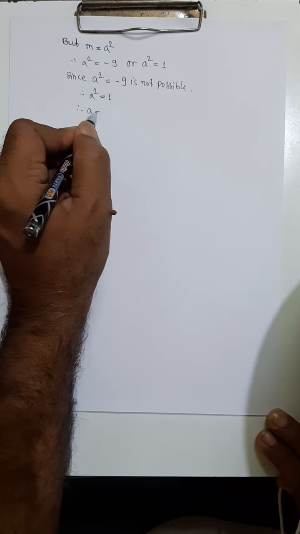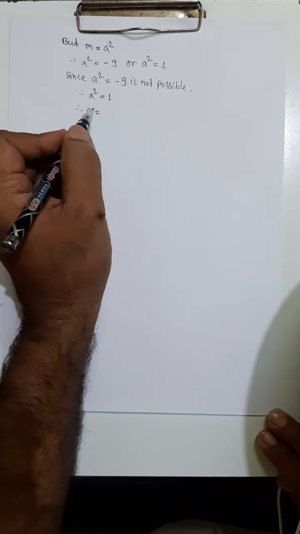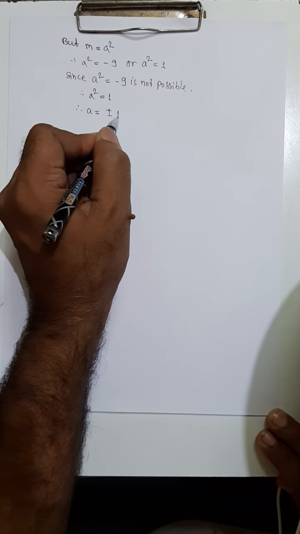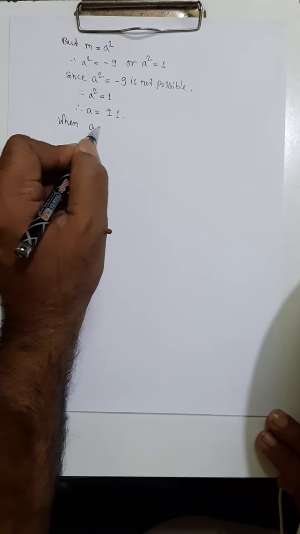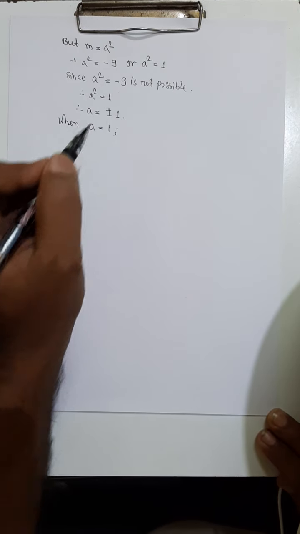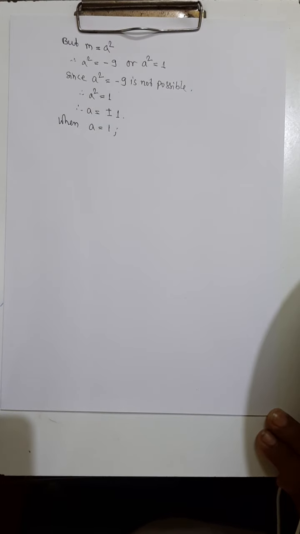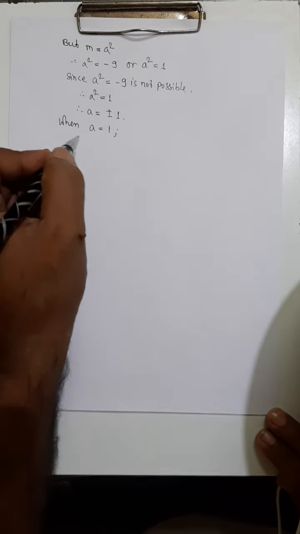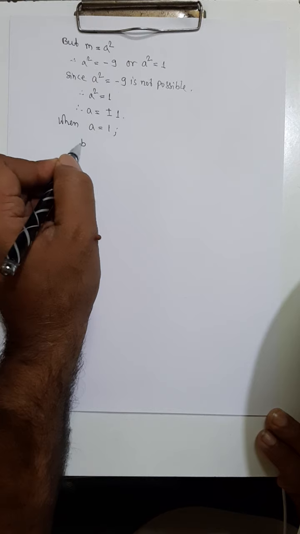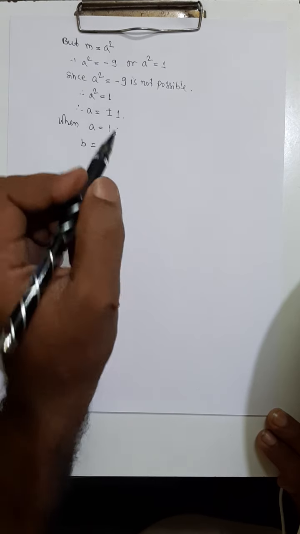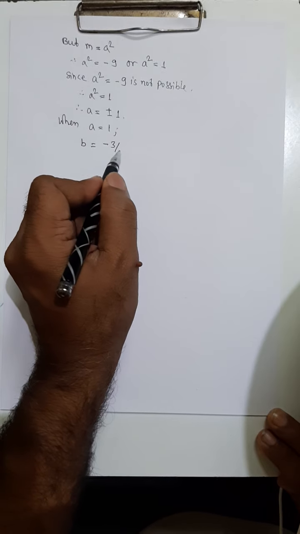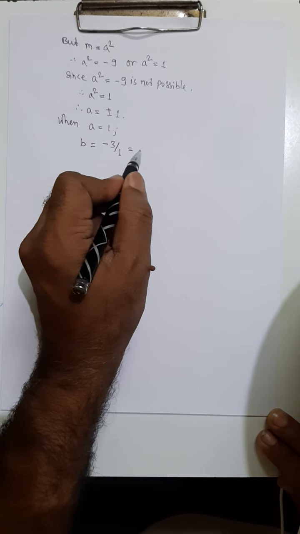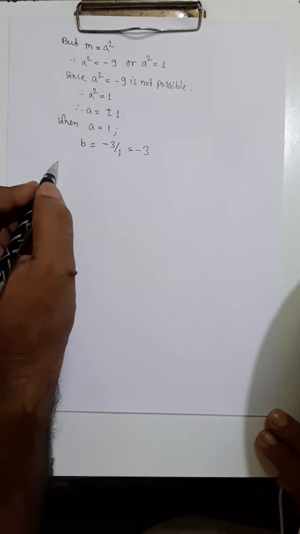And we get two values for a. After taking square root, we get a equal to plus minus 1. So when a equal to plus 1, we can find value of b. When a equal to 1, from above step, what is b? b is minus 3 divided by a, and a is 1 here, so we get minus 3, right?